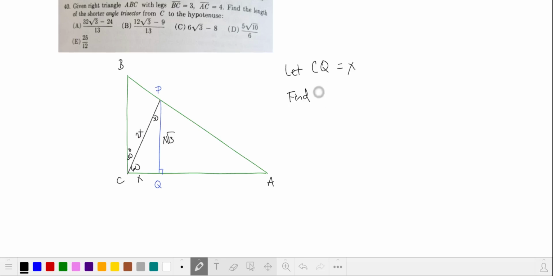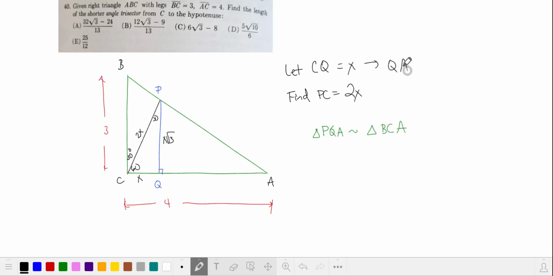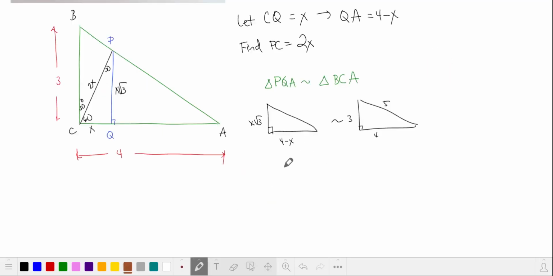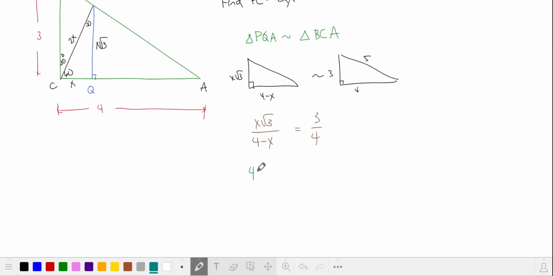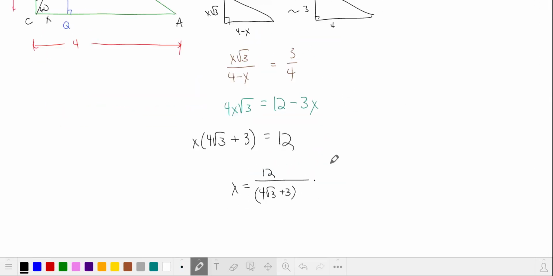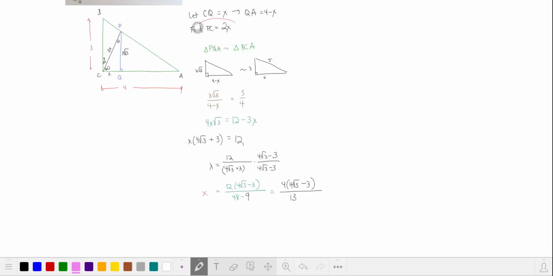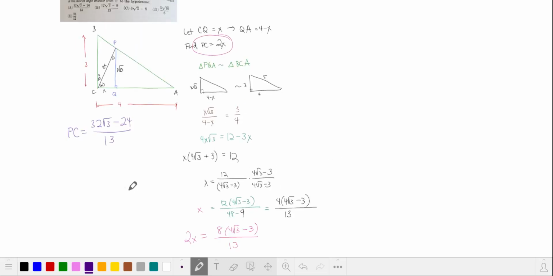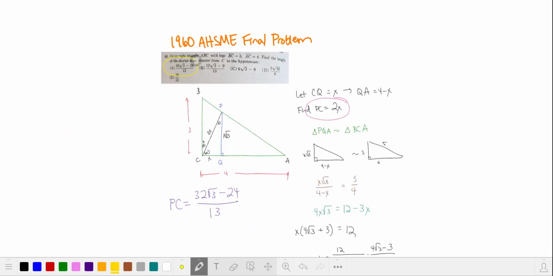We want to find this length PC, and we notice that triangle PQA is similar to the 3-4-5 triangle BCA. If CQ is x, then QA on this triangle is 4 minus x. We'll set up the ratio for the corresponding sides. The two legs are in ratio of 3 to 4. We'll multiply by the denominators and solve for x. And we'll rationalize the denominator. We want to find 2x, which is (32 root 3 minus 24) over 13. And we see this is answer choice A.